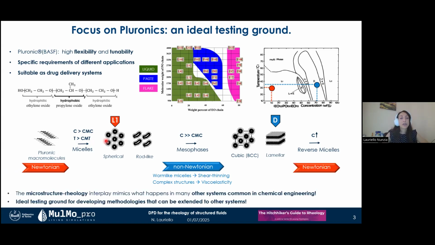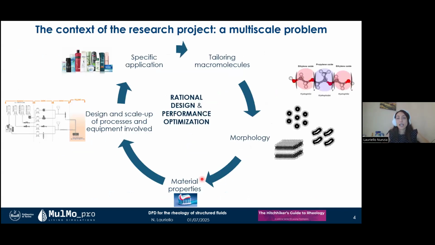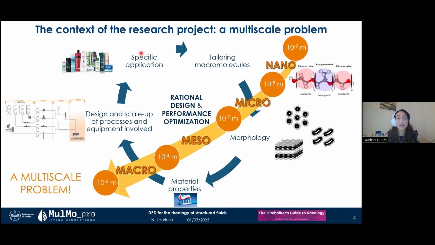This peculiar microstructure-rheology interplay mimics what happens in many other systems common in chemical engineering and makes these systems an ideal testing ground for developing methodologies that can be extended to other systems. Computational modeling is a valuable tool for rational design and performance optimization of such systems. Pluronic macromolecules can be precisely tailored to form specific microstructures that impact on material properties. Material properties guide the design and scale-up of processes and determine the performance in a given application. This loop involves very different time and length scales. This is a multi-scale problem, but a challenge is modeling the morphology effects on material properties.